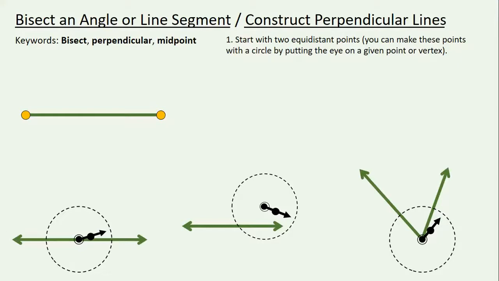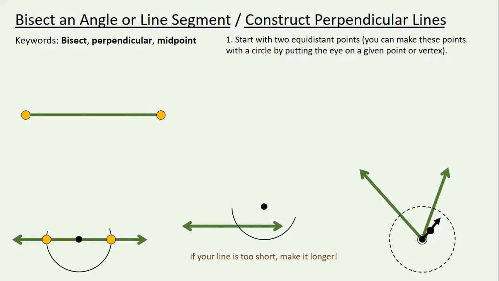Now, we're going to draw an arc with our compass and label the intersection as our 2 points. If our line is too short, we can make it longer. Make sure you grab a straight edge. And these 2 points will be our intersection. We can draw the same arc on our angle and our 2 points of intersection.